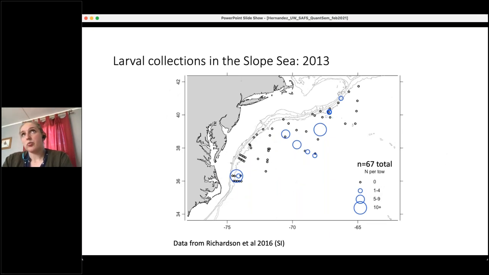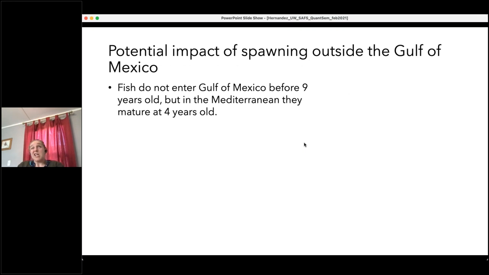This area became really notable and of interest to Atlantic bluefin tuna biologists when in 2013, Dave Richardson and colleagues collected bluefin tuna larvae throughout a pretty broad area here off the US East Coast. And potentially, if there is spawning outside of the Gulf of Mexico, it could have a really big impact on the population dynamics.